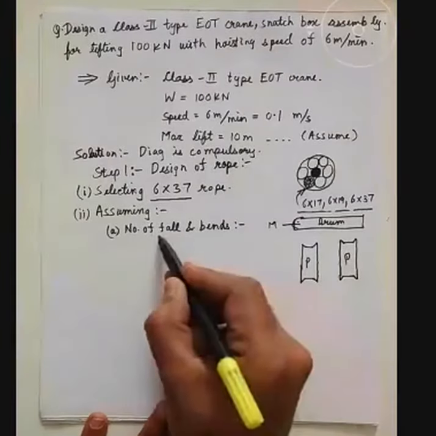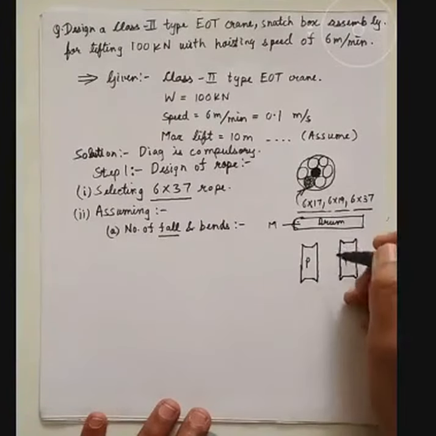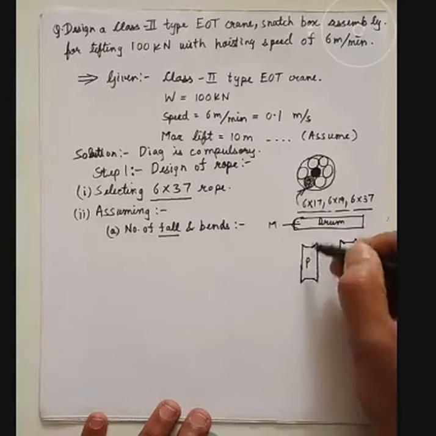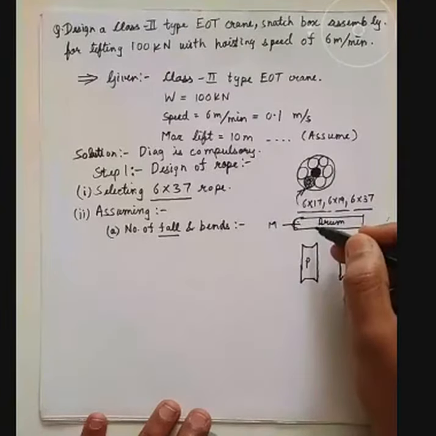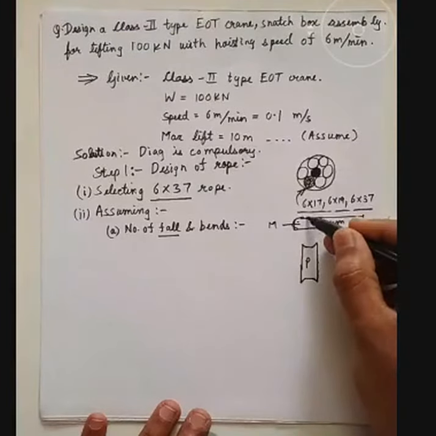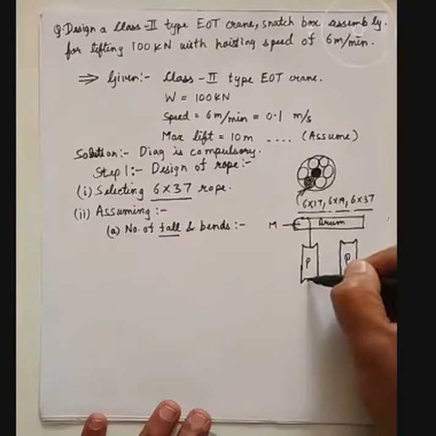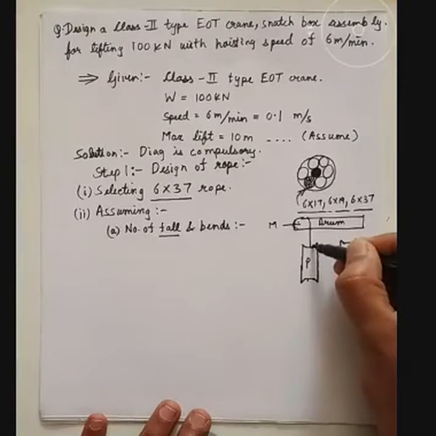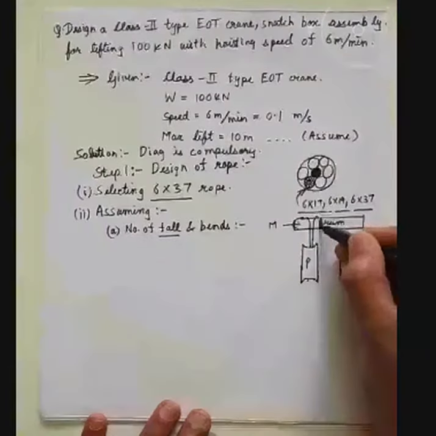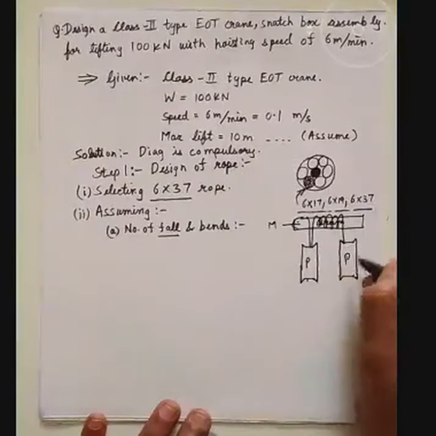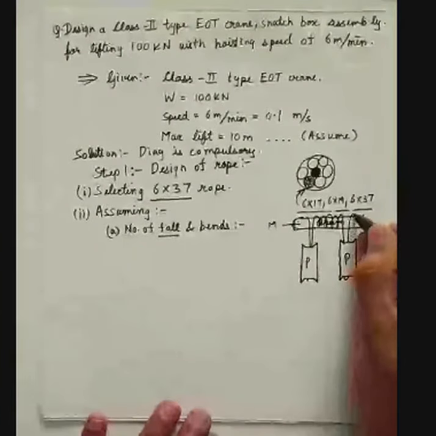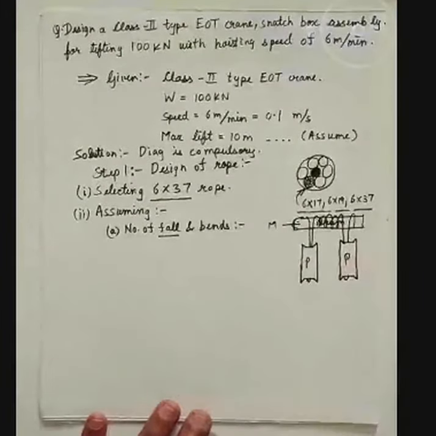Now, what do you mean by falls? Fall means the number of times your rope will come down and go up. Like here, from the drum your rope will go down the first time. It will take a U-turn and come back, it will go up. Then here it will be mounted. Then it will go down, then it will come back. Am I right? Yes, sir.